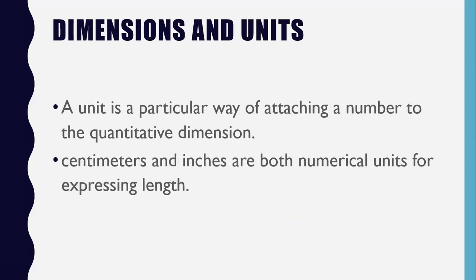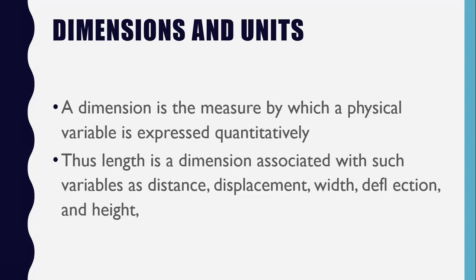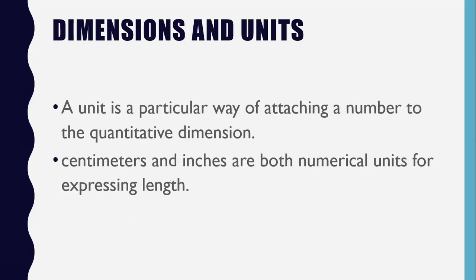And what is a unit? A unit is a particular way of attaching a number to the quantitative dimensions. For quantitative purposes, we go for dimensions, and we attach a number to that quantitative dimension, which is known as the unit. For example, centimeters, inches, meters, and kilometers. These are the numerical units for expressing length. So this is the definition for dimension, and the example for dimension is length. And this is the definition for unit, and the examples for unit are centimeters and inches.